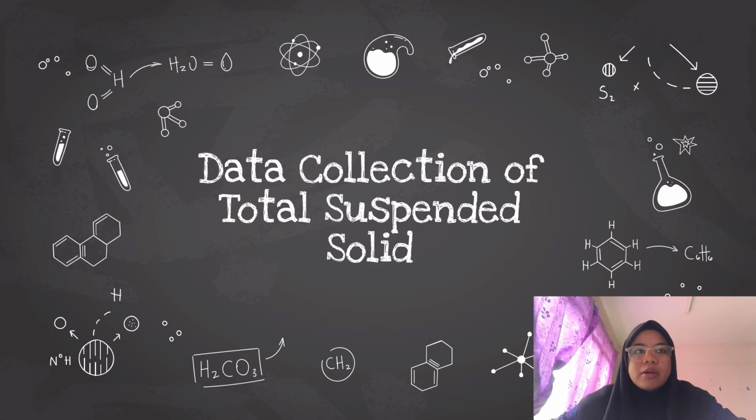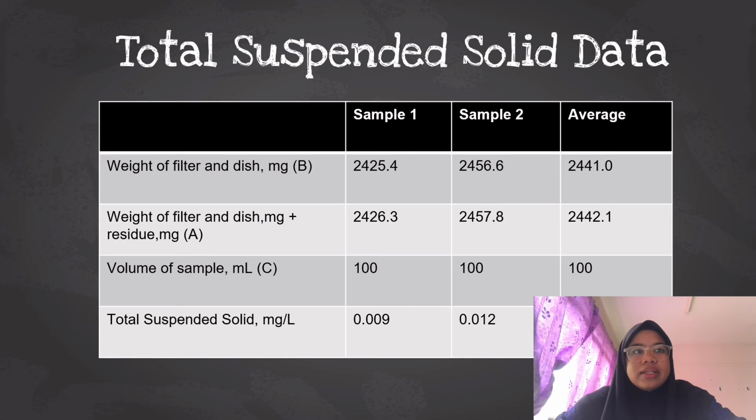Next, I'm going to talk about the data collection of the total suspended solids test. Since we are group 14, we get the data from set D. The data is about sample 1 and sample 2. We have the weight of the filter and dish, the weight of the filter and dish plus the residue, the volume of sample, and total suspended solids. Since we have 2 samples, we take the average by adding the data from sample 1 and sample 2 and dividing by 2.